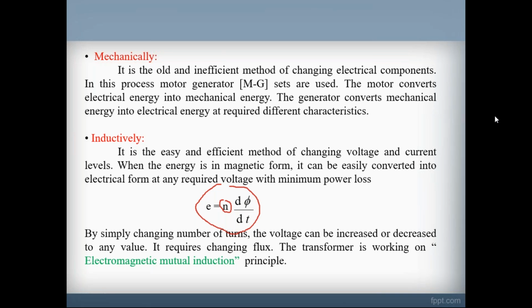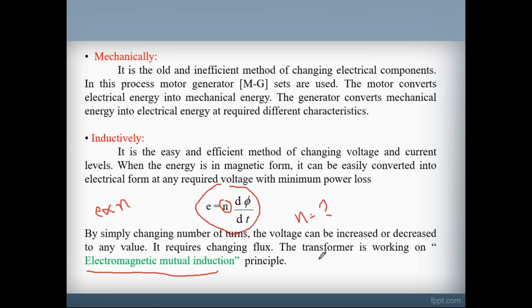In a transformer, what is the indication of N? Right, number of turns. From this equation you can easily say that the induced EMF is directly proportional to N. If you want to increase the voltage, you need to increase the number of turns. If you want to decrease the voltage, you need to decrease the number of turns. So that's why this transformer works on Faraday's law of electromagnetic mutual induction.